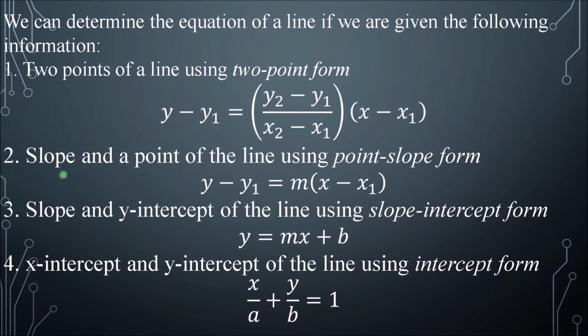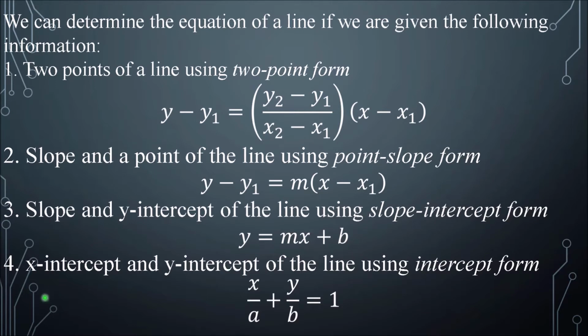Number 2, slope and the point of a line using point slope form. So this is the point slope form. As you notice, this is the formula for the slope. So this is m. M means slope. Number 3, slope and y-intercept of the line using slope-intercept form. So this is a slope-intercept form wherein m here is the slope and then b is the y-intercept.